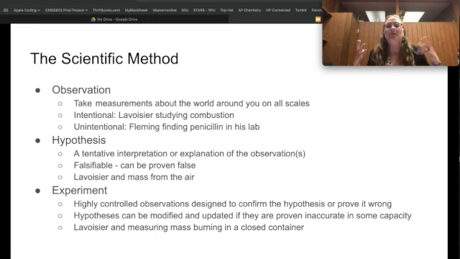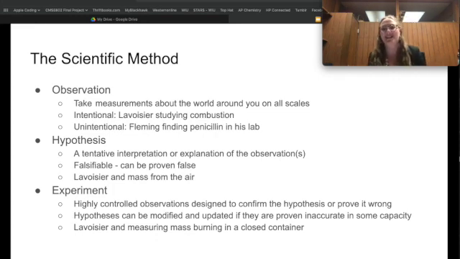So this would be that portion earlier when I said, yeah, you notice that the sky is blue. The rest of the scientific method is for you to prove to yourself why. So an observation may be intentional or unintentional. I've got a couple of examples we'll work through here.